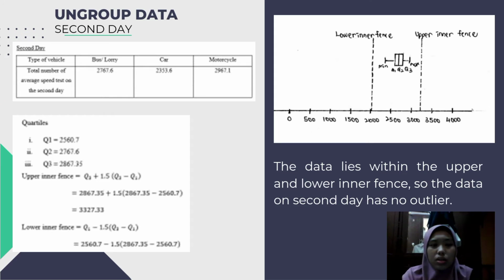Thank you. This slide shows us the group data for the second day. From this data, we can find the quartile, upper inner fence and lower inner fence. From the box and whisker plot, the data lies within the upper and lower inner fence so that the data on the second day has no outlier.